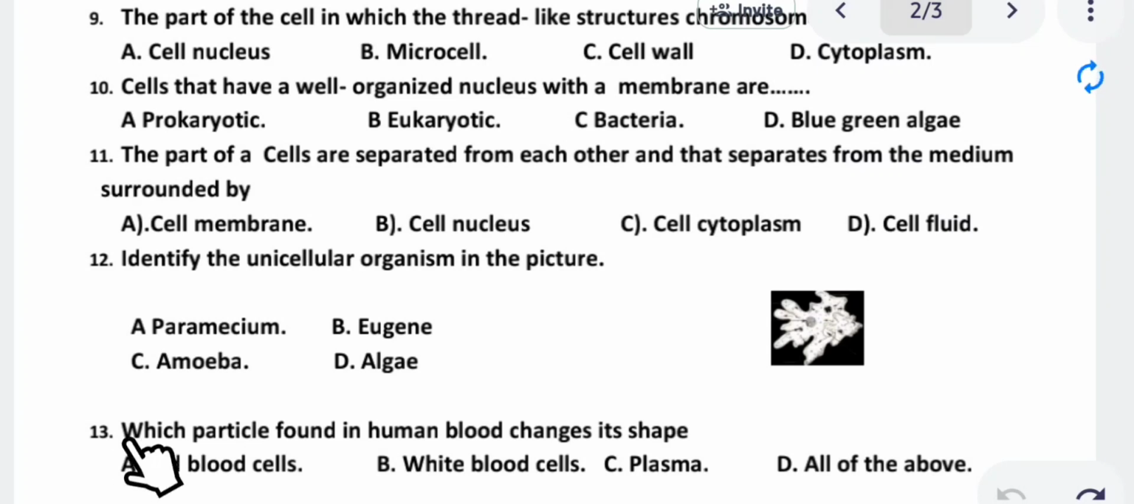And next question. Which particle found in the human blood changes its shape? Very interesting question. Here the options are red blood cells, white blood cells, plasma, all the above. So here the answer is white blood cells.